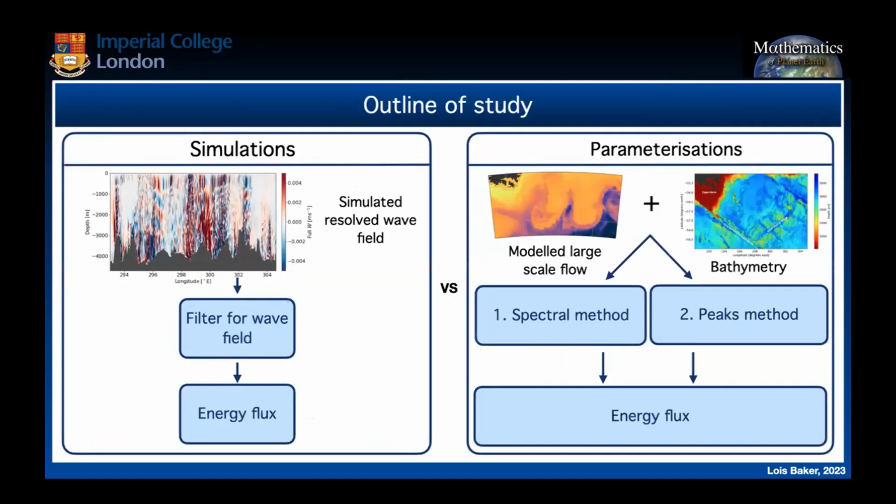So this is kind of the outline. On the one hand, we have simulations. So we have a realistic simulation of the Drake Passage with a resolved wave field. We then have to filter for the wave field to take it out from the other parts of the flow, and then we can calculate the energy flux. And we're talking about the energy flux near to topography. And then on the other hand, we can think about parameterizations. So if we take the modeled large-scale flow from the same set of simulations, and we take the bathymetry that was given to the model, then we'll use 2 different methods, which I'll explain briefly in a moment, for representing that topography. And then we can calculate the energy flux, and then we can compare the 2.